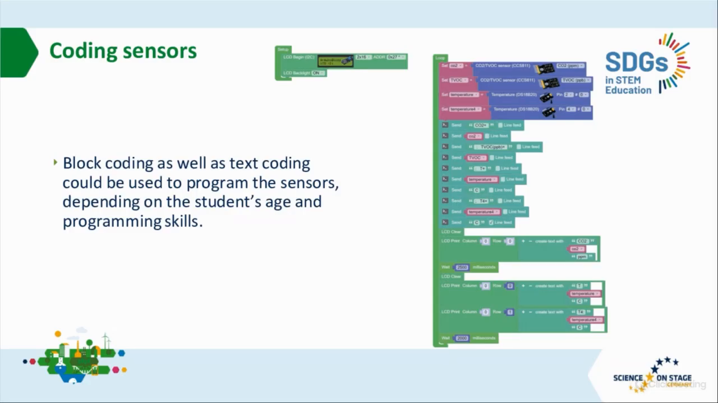About the coding of these sensors, it is quite easy, and depending on the age of your students, you can use block coding. The one that I'm showing here is with Arduino blocks, but you have lots of different options. We use Arduino Uno with Arduino blocks, and we show the data through an LCD as well as through a serial port. But you could also send it through a Wi-Fi connection.